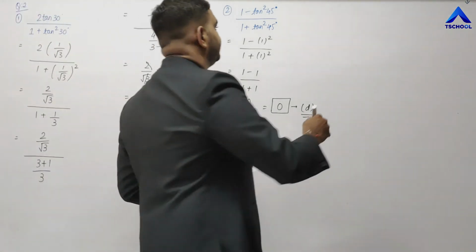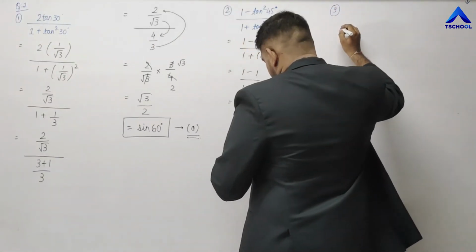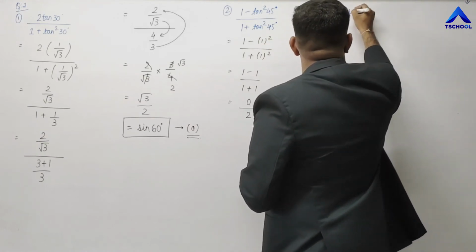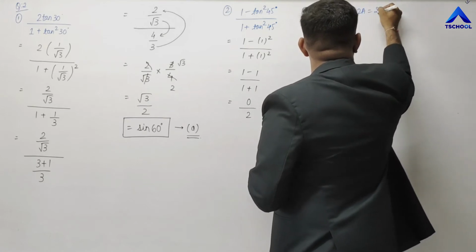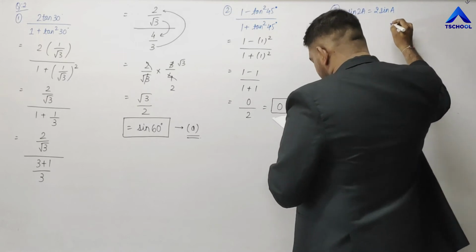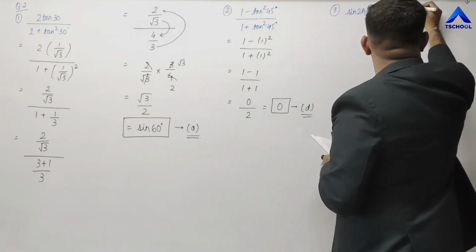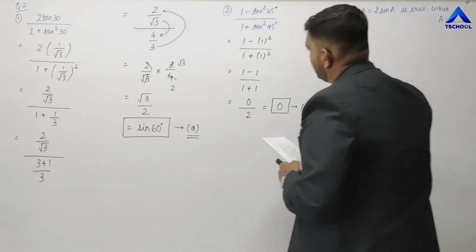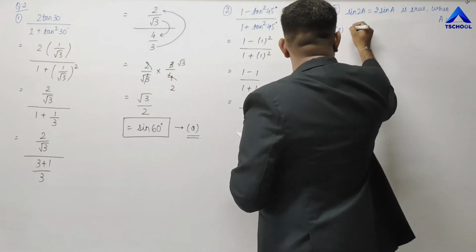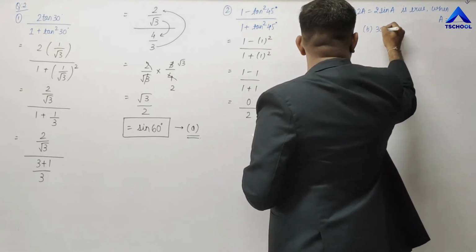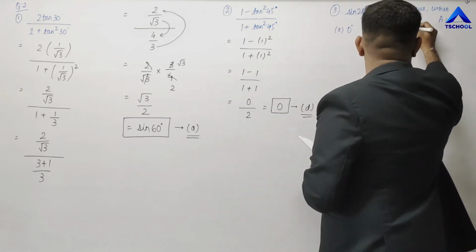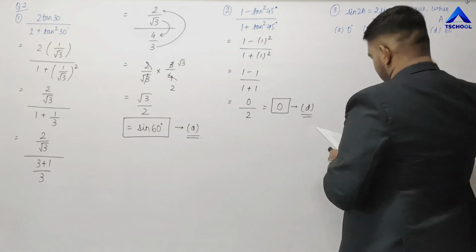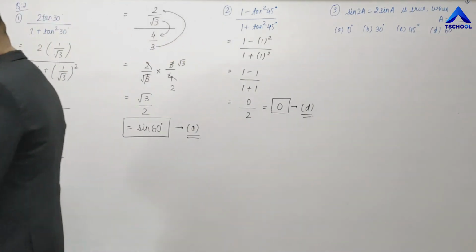Now, the third one. The question is sin 2a is equal to 2 sin a is true when a equals dash. You have the options. Let me write down the options: 0 degree, 30 degree, 45 degree, and option D, 60 degree. You need to check that.